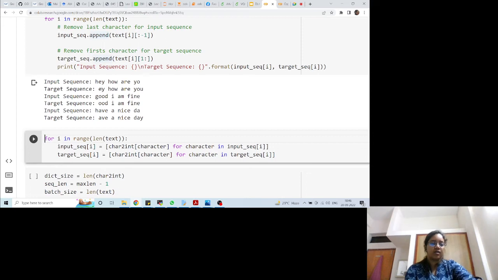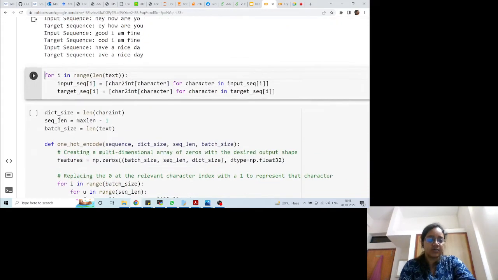So this is how your input sequence looks like. So, "hey, how are you?" The u is not there here. So the target sequence is: for H, the next character is E, for E the next character is Y, and so on. And for this O, the next character is U. So this is how the input and target sequences look like.